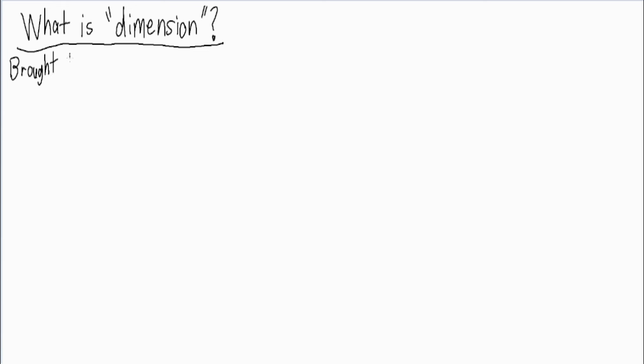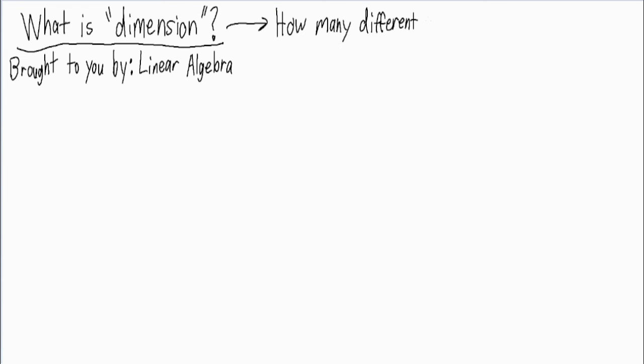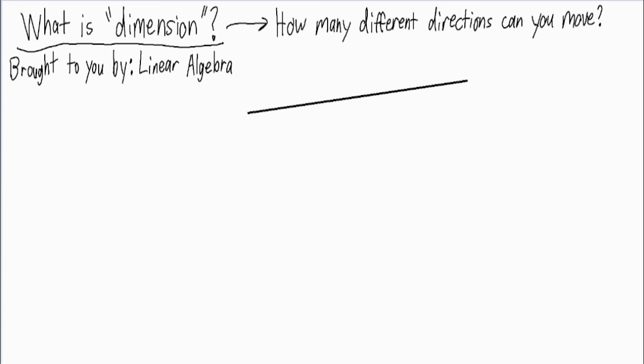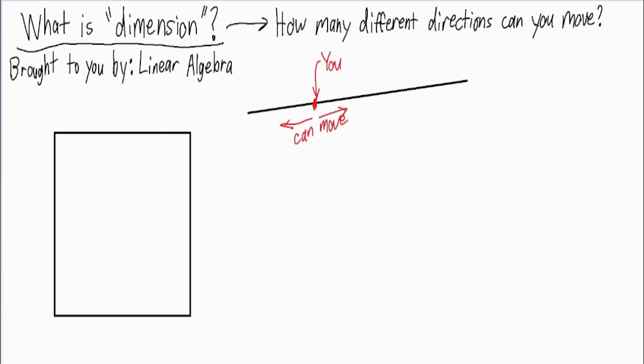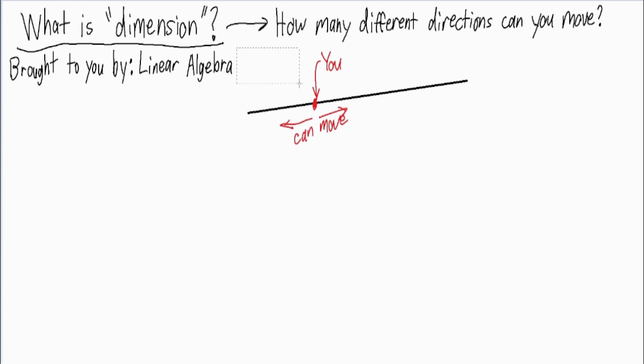So first, we're going to answer the question, what is a dimension? The definition of dimension that we are working with comes from linear algebra, which basically boils down to the question, how many different directions can you move? So, for example, a line is 1-dimensional, because if you live on the line, you can only move along that line. A sheet of paper is 2-dimensional, because you can move in 2 different or independent directions.